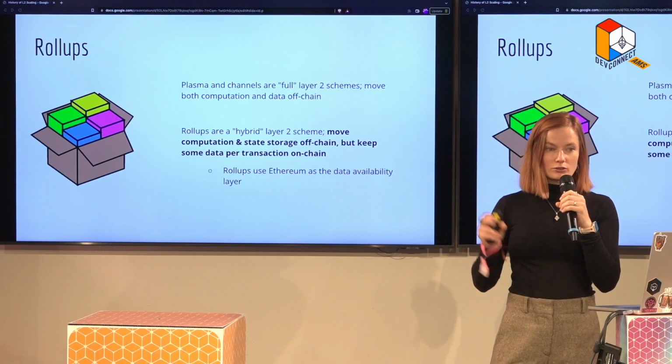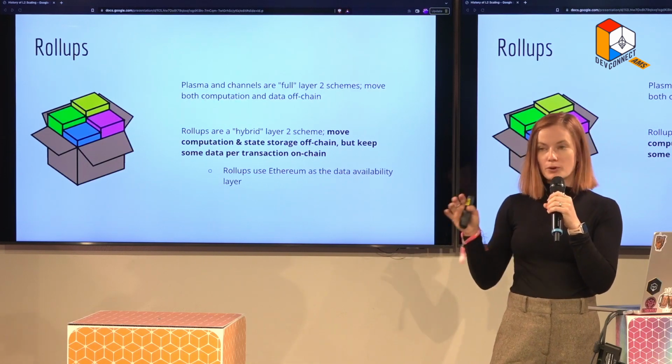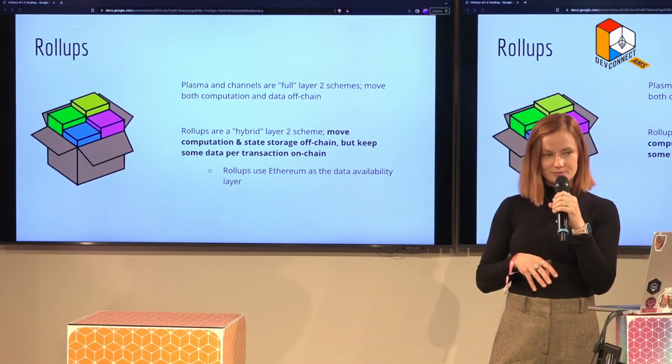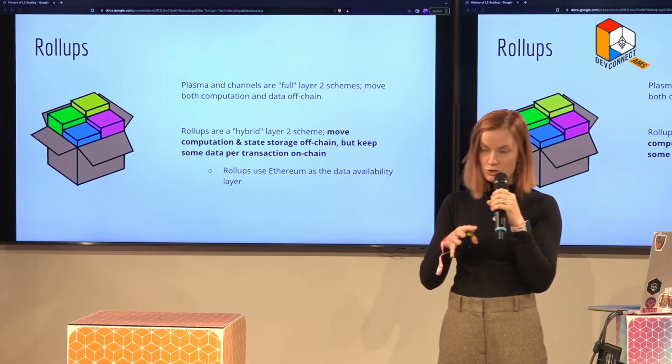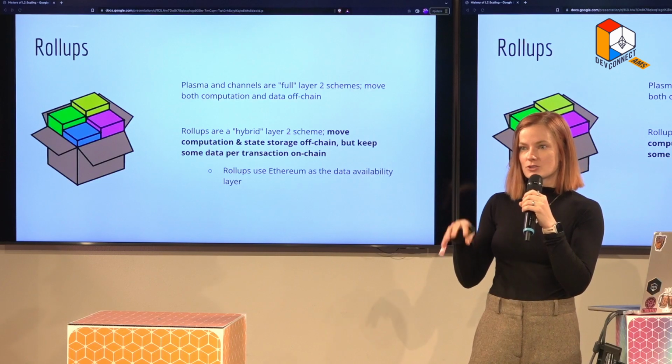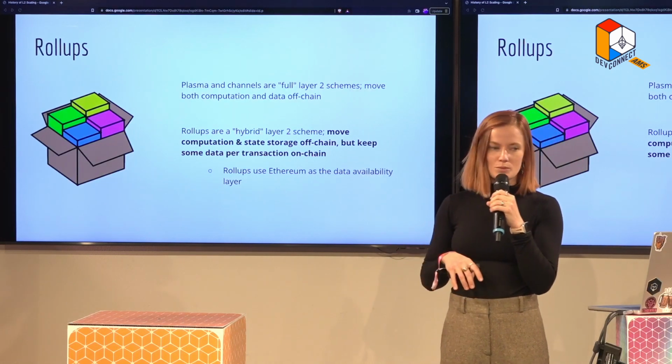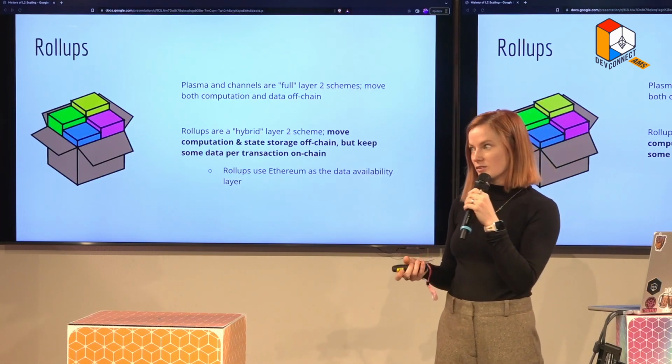Plasma and channels are what are called full layer 2 schemes. They move both computation and data off-chain. Rollups are more of a hybrid layer 2 scheme. They move computation and state storage off-chain, but they keep some transaction data on-chain. That means that they're allowed to use Ethereum as a data availability layer.